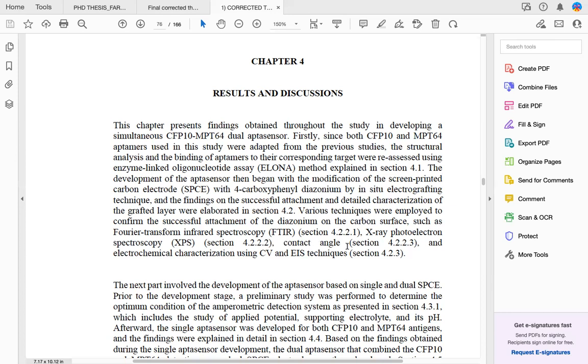Okay, contact angle is another easy way to prove that you have done some modification on the surface, because contact angle can give you evidence of hydrophilicity and hydrophobicity changes on the surface you are modifying. So these are the things that you can use. There are other things as well, like AFM.